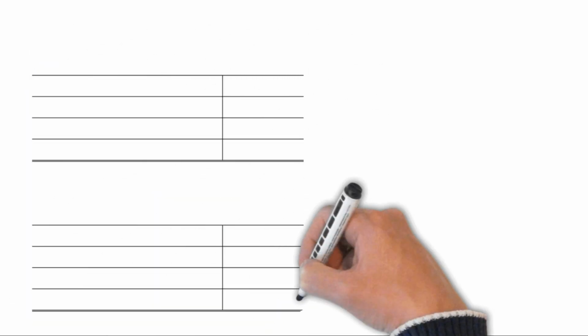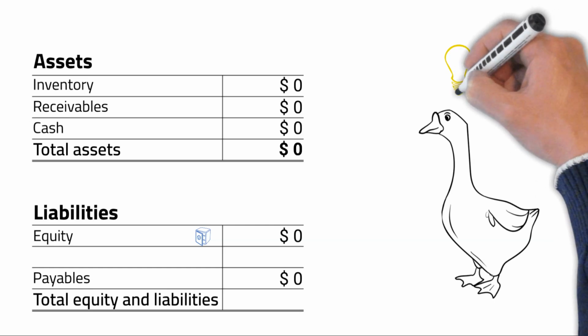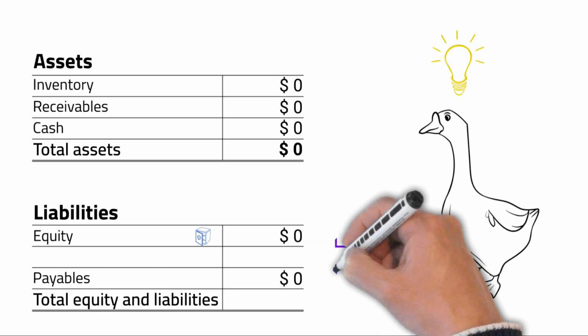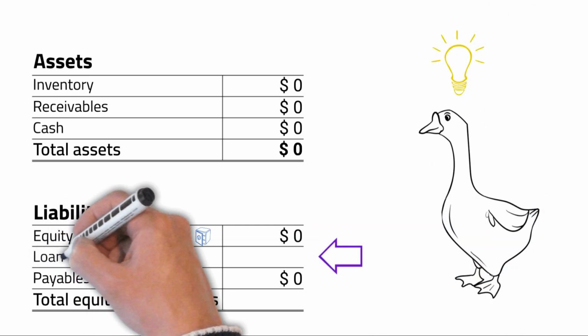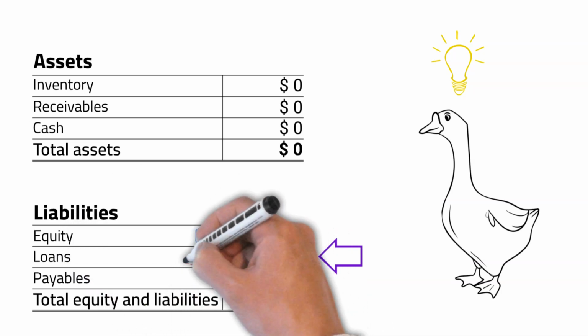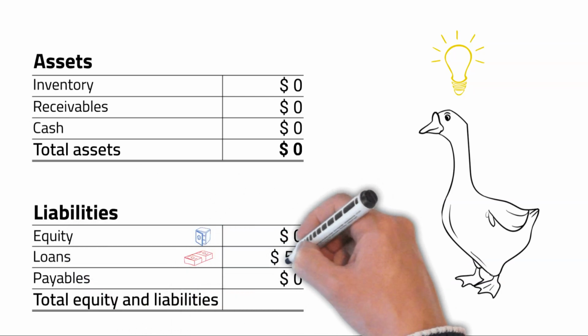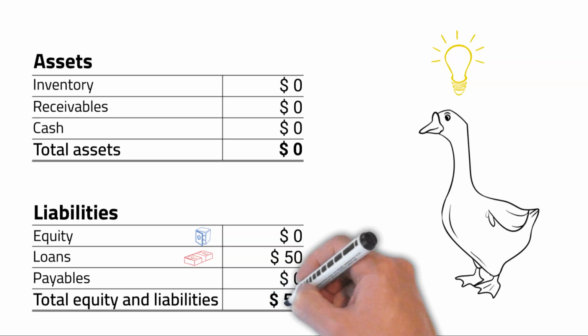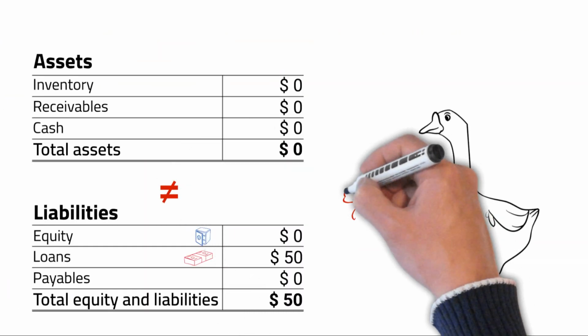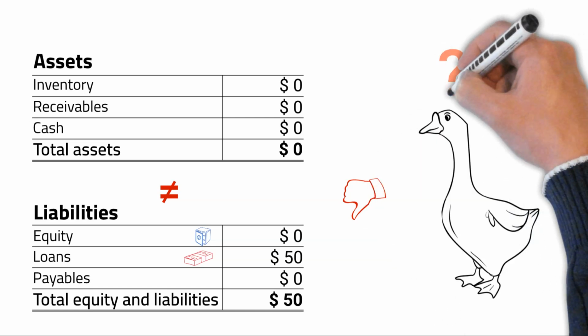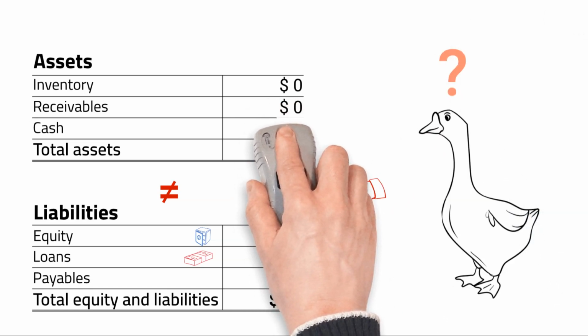To reflect the bank loan, we introduce a new item on our balance sheet. We call it loans. Now our balance sheet looks as follows. Assets 0, and in the liabilities we now have loans of $50 and the total equity and liabilities are $50. And the balance sheet doesn't balance. Oh, there's never balance in balance sheet. But we know the trick already, right?